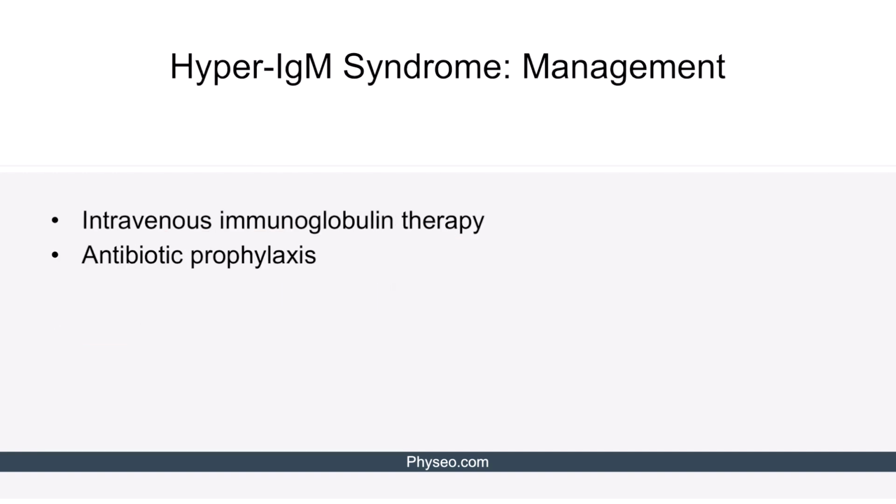As far as management is concerned, patients with Hyper-IgM syndrome are managed with intravenous immunoglobulin therapy to replenish the missing immunoglobulins and periodic antibiotic prophylaxis to mitigate at least some of the recurrent infections that these patients experience.